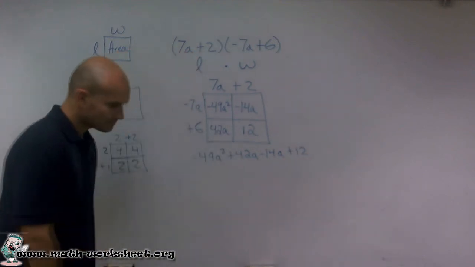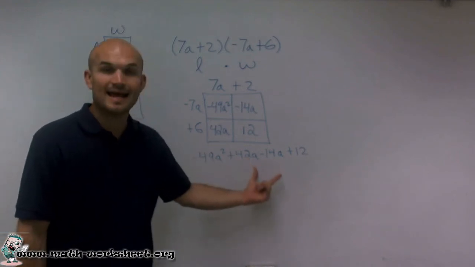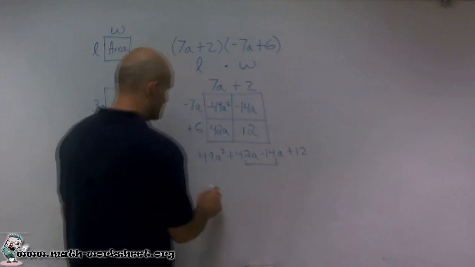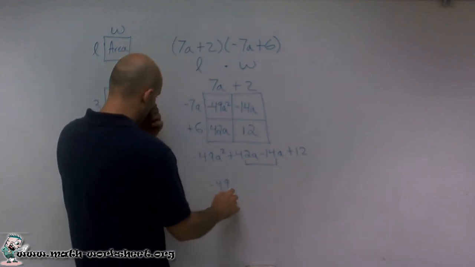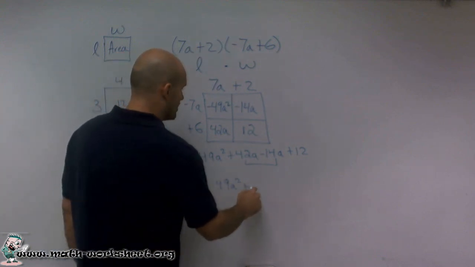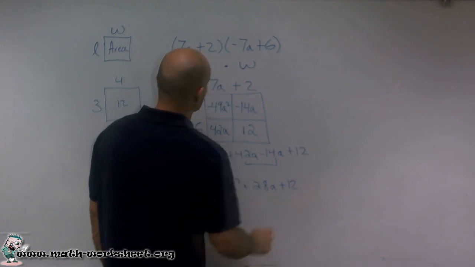Now you can see that these two both have an a to the same power, so I can combine these. Therefore my final answer is negative 49a squared plus 28a plus 12. And there you go.